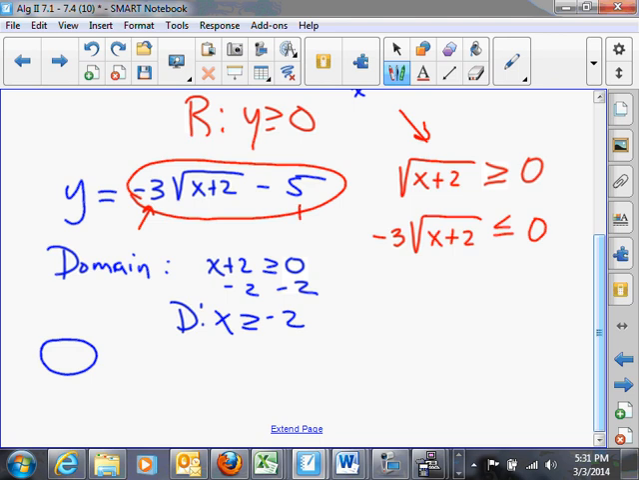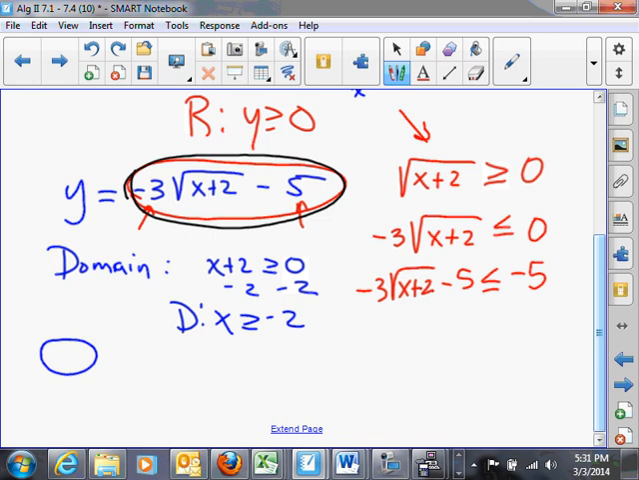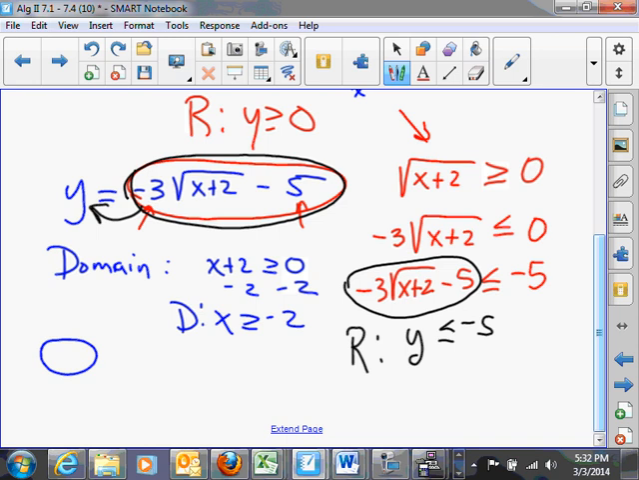Now, we're not quite there yet. We need this -5. So I'm going to subtract 5 from each side of this inequality. That gives me -3 square root x plus 2 minus 5 is less than or equal to 0 minus 5, which is -5. Now, look at this, and this is cool. This, -3 square root x plus 2 minus 5, is y. So over here, I've made this -3 square root x plus 2 minus 5. And what is that? Why, it's y. So we can put y in for it and say y is less than or equal to -5. And that is the range. You'll see this a number of times in the solution videos. I kind of hope you enjoy it.